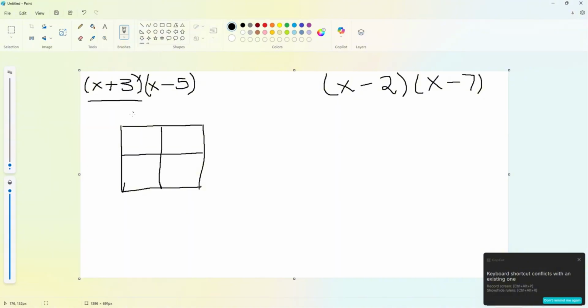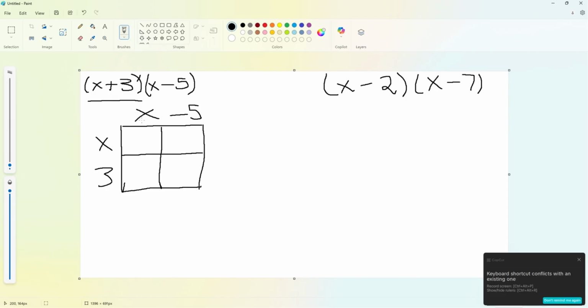We'll take our x plus 3 and place its factors in. Whatever it has, the terms. Place its terms in. So x and 3, and we have x minus 5 on top: x and then minus 5. Now it doesn't really matter if you put the x minus 5 sideways and the x plus 3 horizontally. You'll always get the same result.